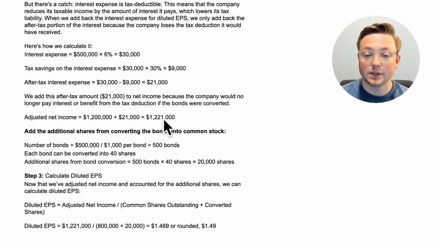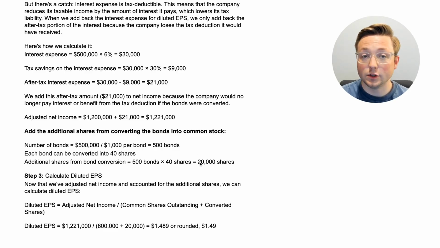Now that we know that, we can go down here a little bit further to finally finish up the question. So we have this new net income, and then we figure out the bonds. The number of bonds is $500,000 divided by $1,000 per bond, because it said that each bond was worth $1,000. So that means there's 500 bonds. Each bond can be converted into 40 shares, like it said at the beginning of the question. 500 times 40 shares is 20,000 new shares if they're converted to common stock.